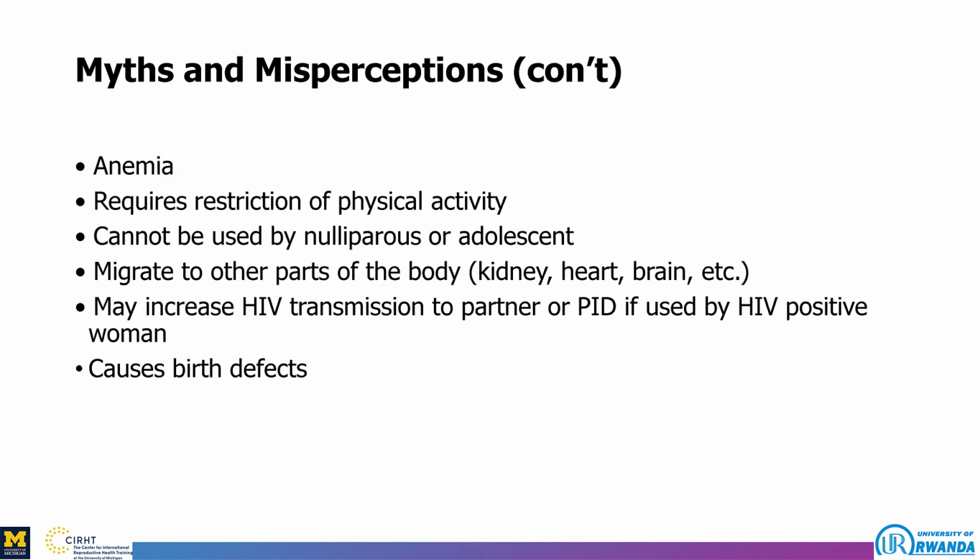Sometimes some people believe that it may lead to anemia. Yes, following insertion, if the woman has heavy bleeding, that heavy bleeding may lead to loss of iron, and the loss of iron may predispose her to anemia. But the intrauterine contraceptive device by itself does not lead to anemia.